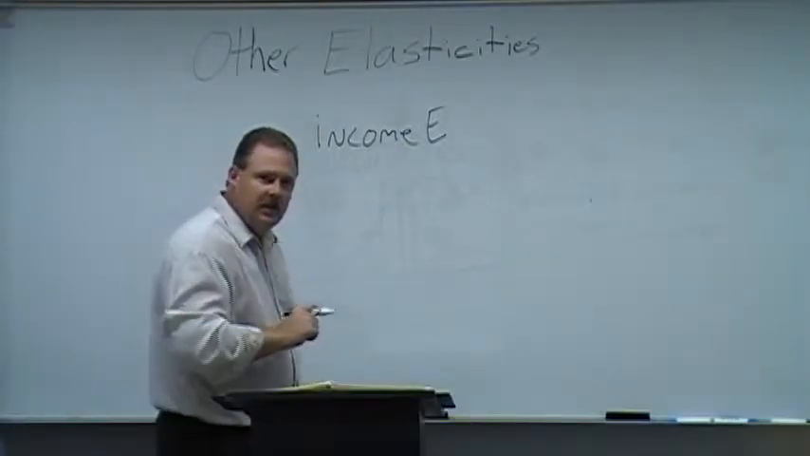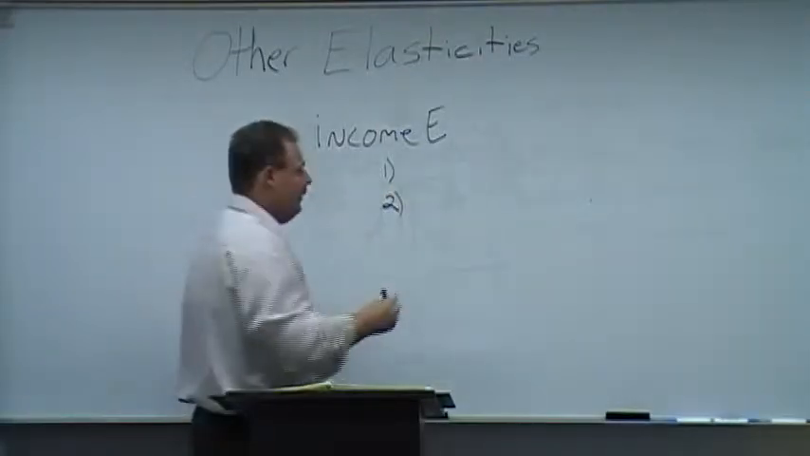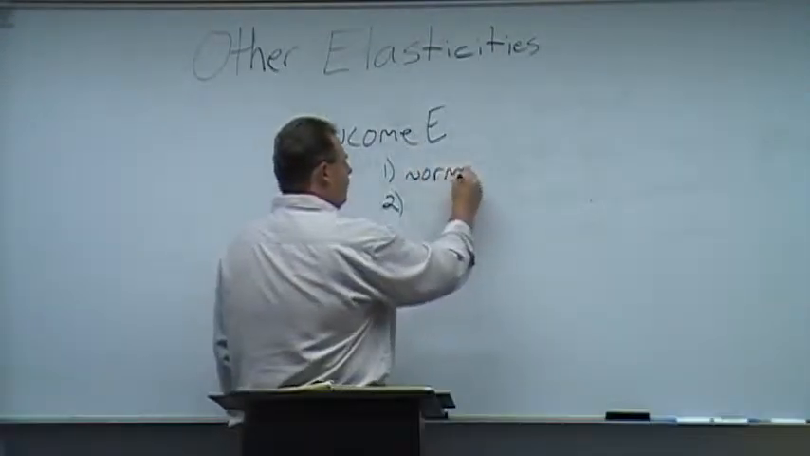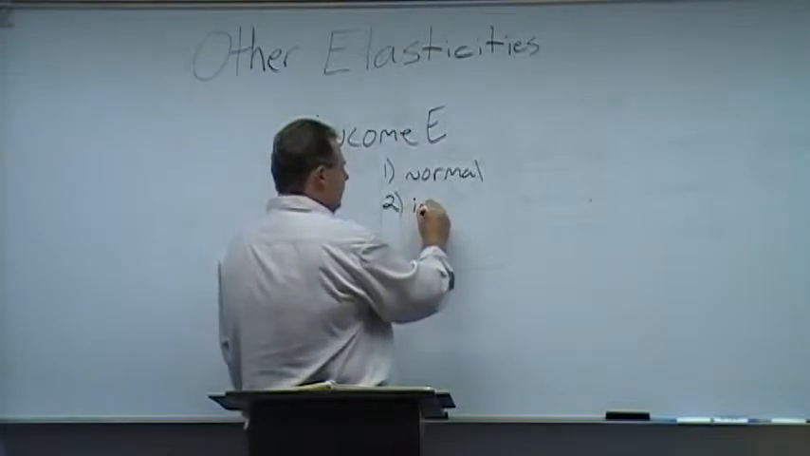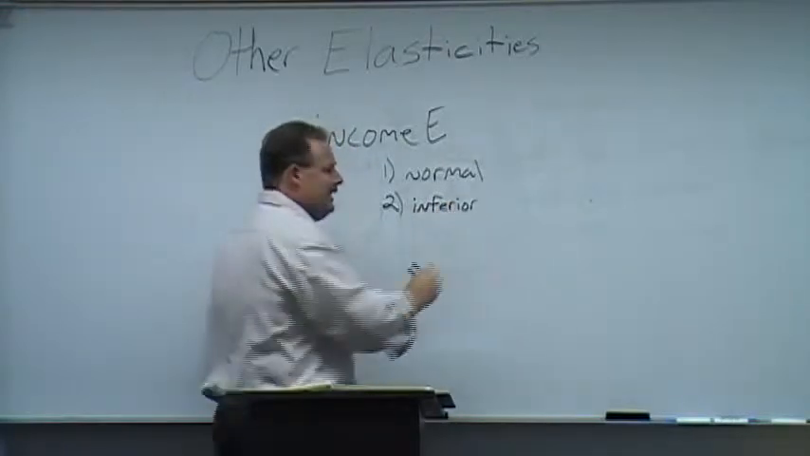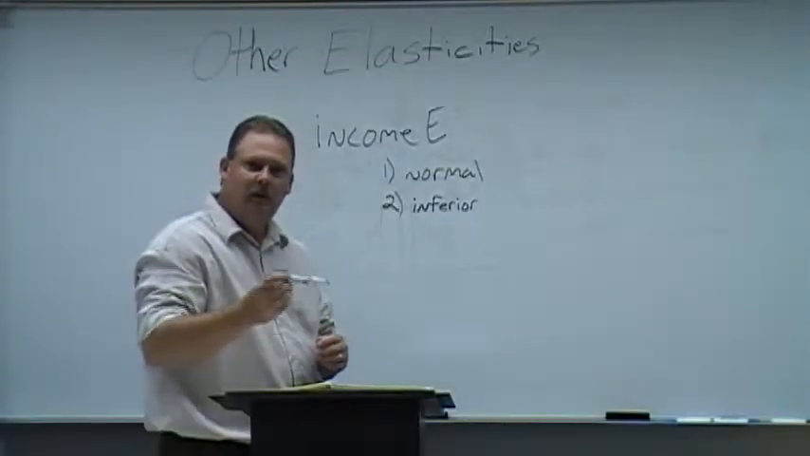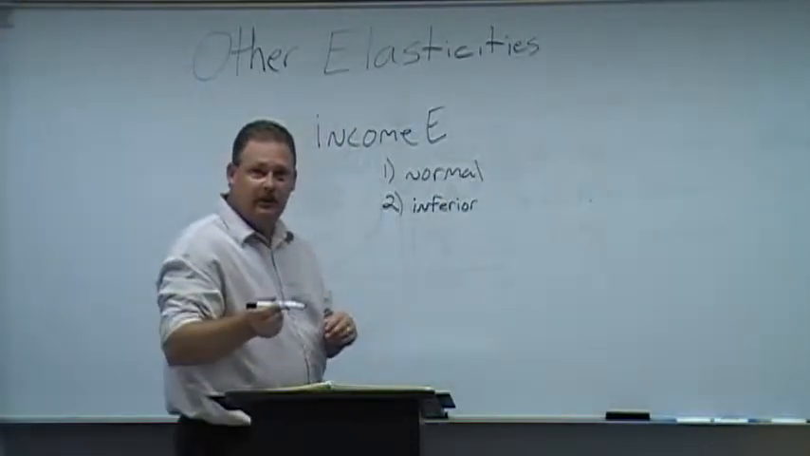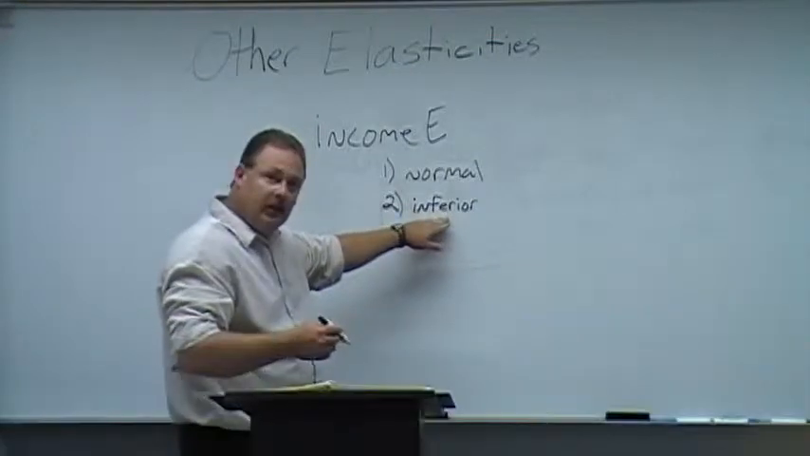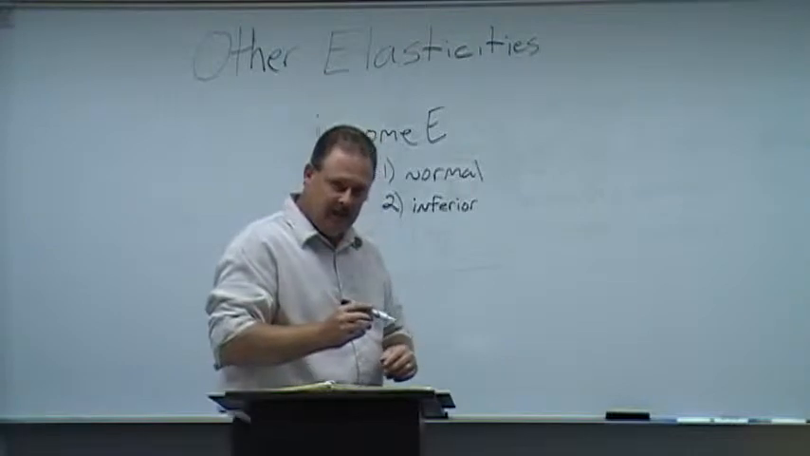Here, I'm looking at two subsets. There are two types of goods that are out there. The first one is what we call a normal good. The second is an inferior good. A normal good is one that as you make more money, you buy more of. It acts like it should. An inferior good is one that as you make more money, you actually buy less of it.